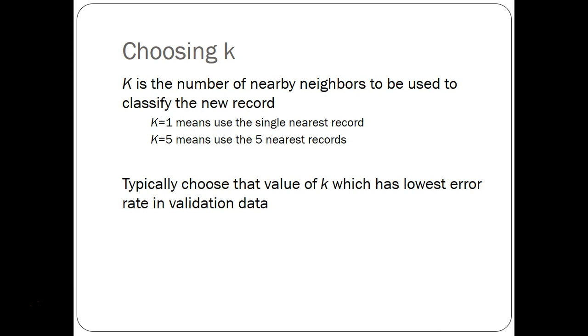In a case where we find the 5 closest records, we might find 3 of them are of class A and 2 of them are of class B. And again, the majority rules. So the record to be classified would take on the attribute of class A.